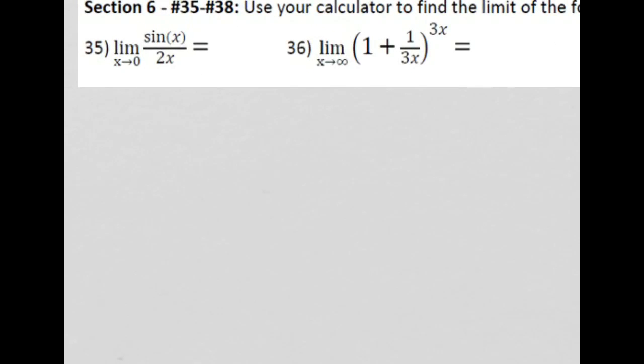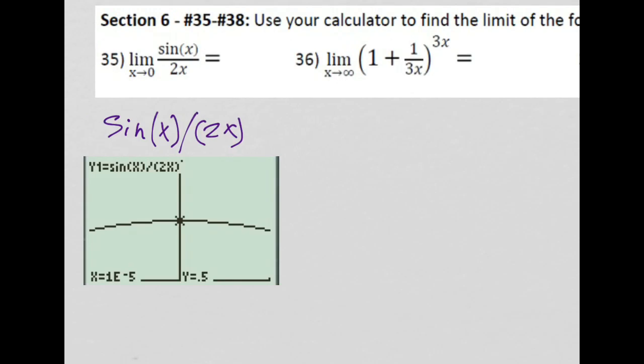So go to y1 and enter sine of x, close your parentheses, and divide it by, in parentheses, 2x, and close it like that. And make sure that you are in radian mode. So hit the mode button, and then instead of degrees, make sure it's in radian. And now let's go ahead and graph it. And let's use a window. Let's just go -1 to +1 for x and y. And you should get a graph that looks like this.